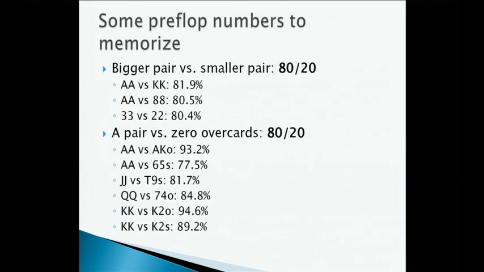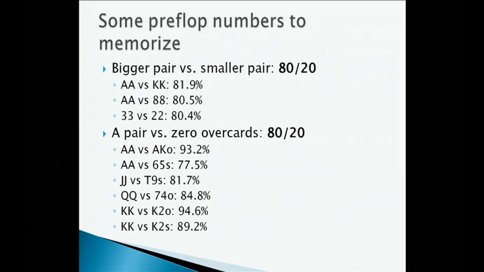An equally good situation is one pair against no overcards. So ace-ace against ace-king off is also a very good situation. You're actually 93% there because you dominate their ace, so there are very few ways for them to win. Pocket aces against 6-5 suited: this is actually the hand that's best against aces, other than aces itself, and aces is only 77.5%, but it's still ludicrous.